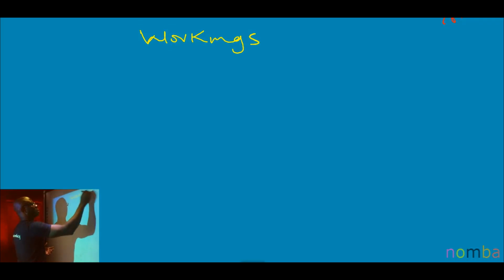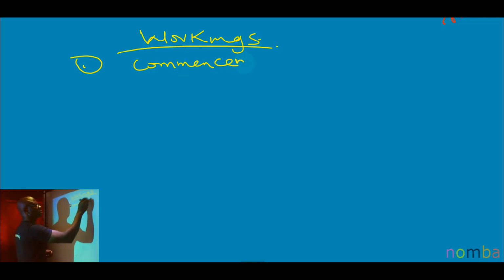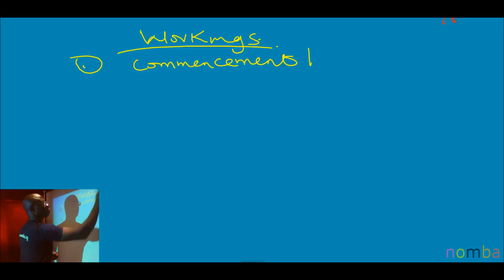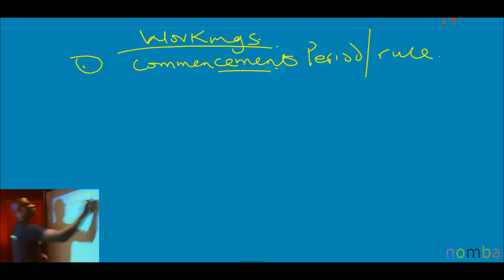So we're going to start by coming down here to show our workings. I will want to do the workings first. The workings are 1. Commencement period or rule. Okay, so let's go for that.